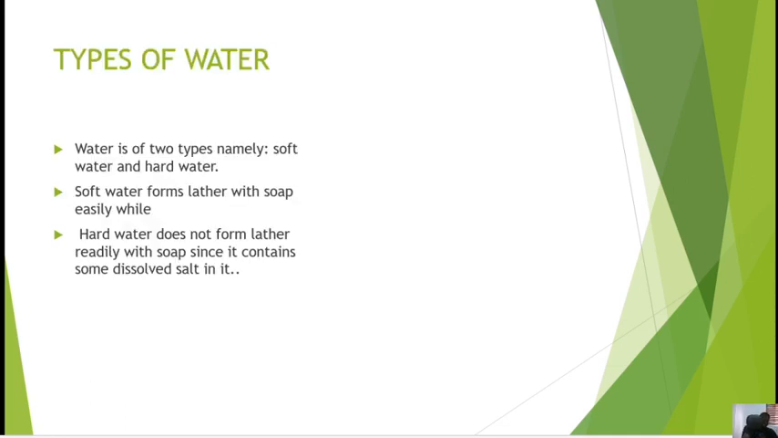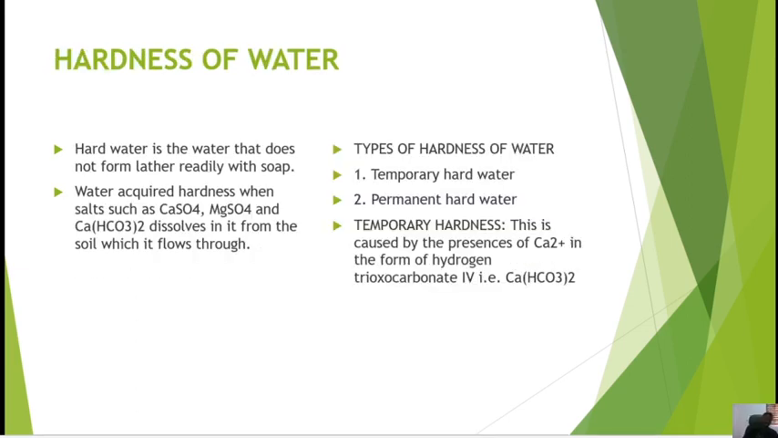Let's now go into the types of water. Water is of two types, namely soft water and hard water. Soft water forms lather easily with soap, hard water doesn't, basically. Hardness of water can be caused by dissolution of certain salts. Those salts include calcium sulfate, magnesium sulfate, or maybe your calcium bicarbonate, which is calcium hydrogen trioxocarbonate(IV). When it dissolves from the soil into the water, it tends to cause hardness of this water.